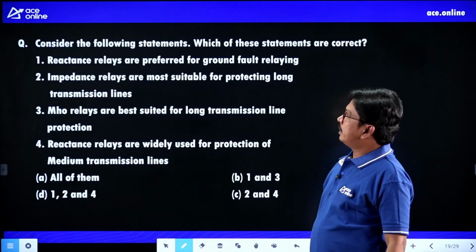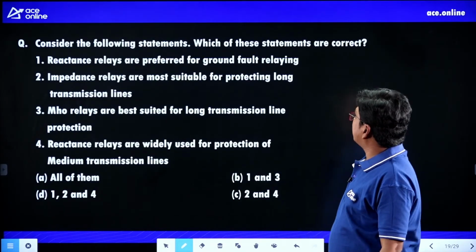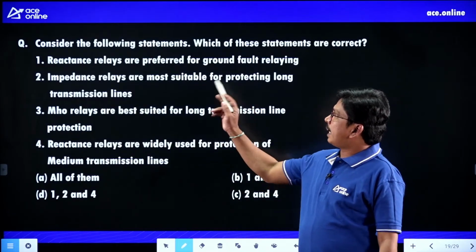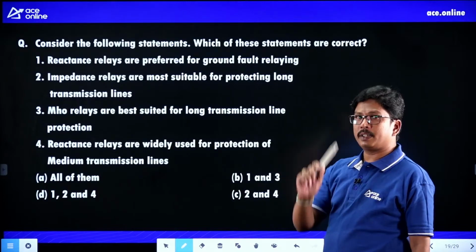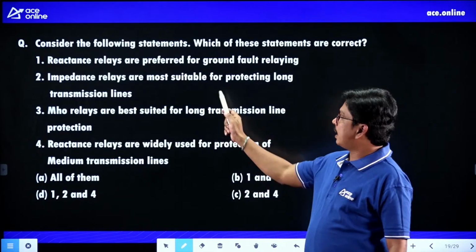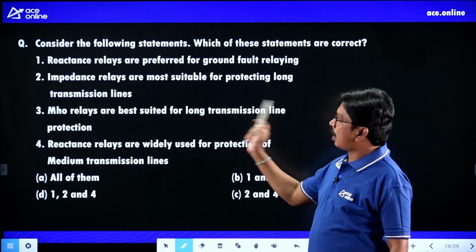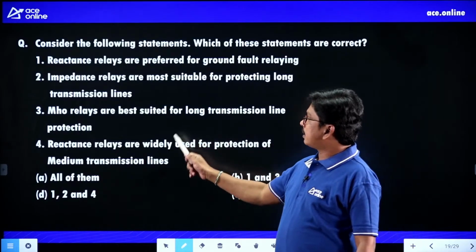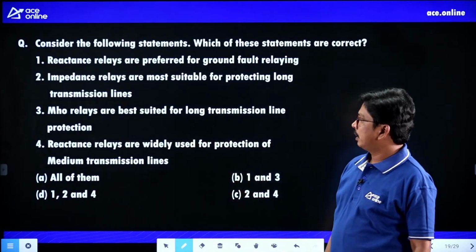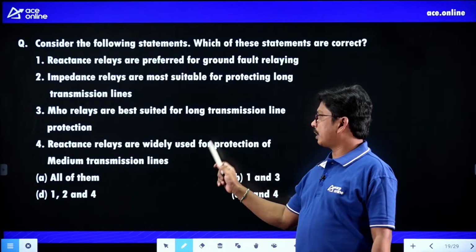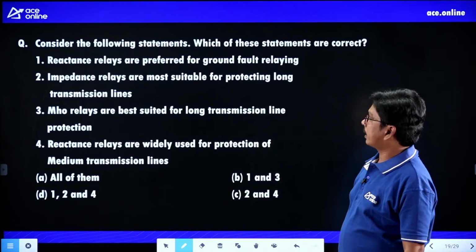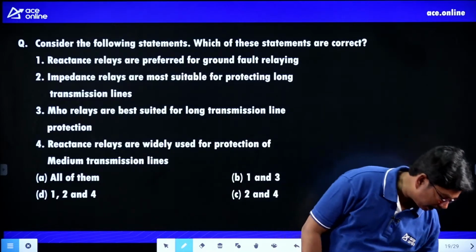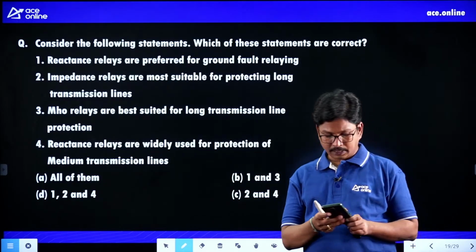Consider the following statements. Which of these statements are correct? Reactance relays are preferred for ground fault relaying. We have already discussed that. Impedance relays are most suitable for protecting long transmission lines. Mho relays are best suited for long transmission lines. Reactance relays are widely used for protection of medium transmission lines. So among these, which of the following statements are correct?